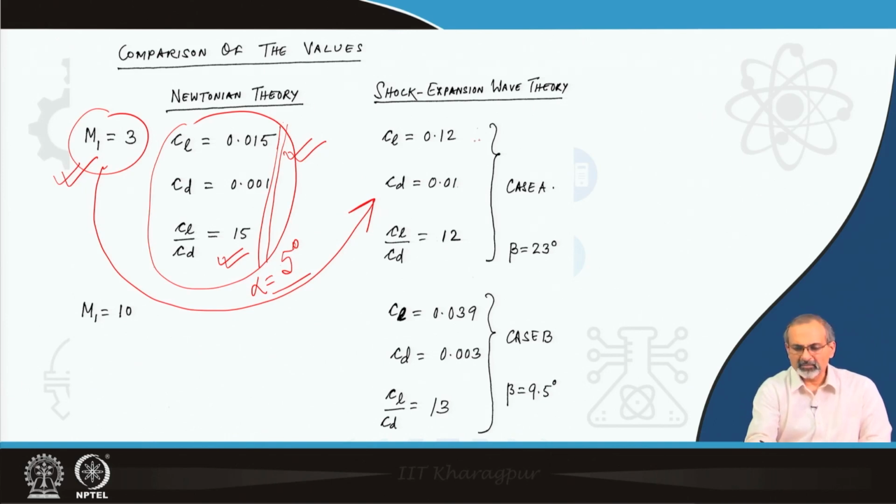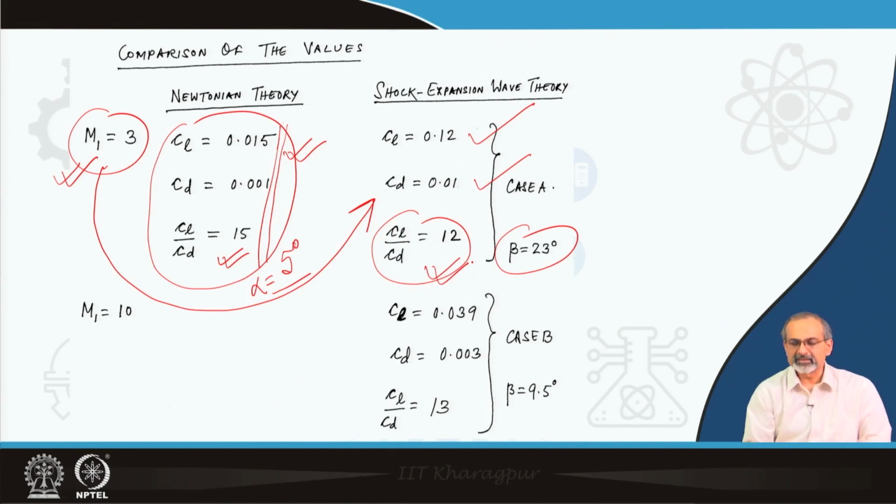So, for that Mach number and 5 degree angle of attack of the flat plate, we see that CL comes out to be 0.12, CD to be 0.01, and the CL by CD ratio coming out to be 12. So, though we do not match very well on CL and CD, which is also expected because this is a much lower supersonic Mach number, the CL by CD is not very different from what the Newtonian theory predicts. The wave angle happens to be 23 degrees here.